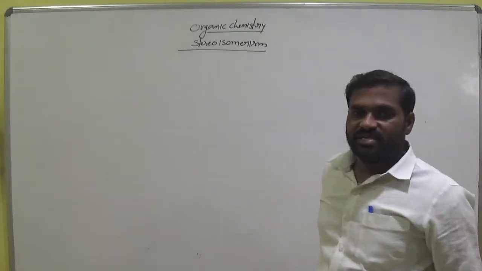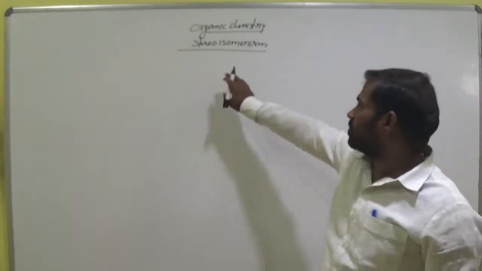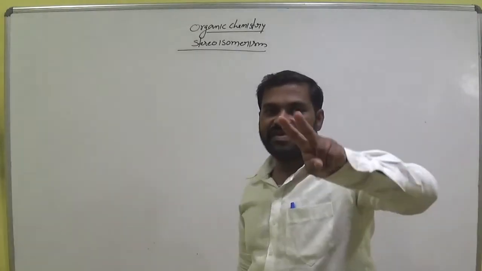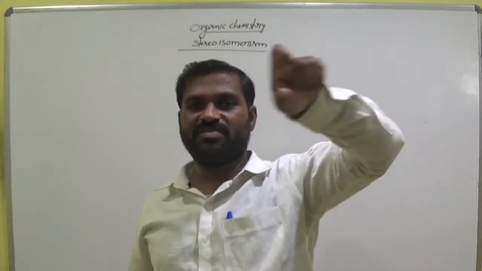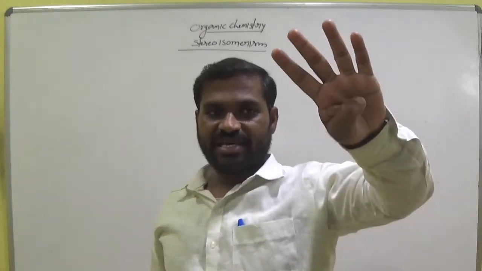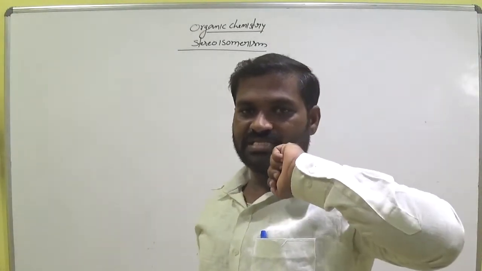Good morning students. Let's see the continuity of organic chemistry. Tautomerism is completed. Now go for stereoisomerism. So isomerism is classified as two types: one is structural isomerism, another one is stereoisomerism. In structural isomerism we have chain, positional, functional group, metamerism, tautomerism. Completed that one, with examples also.